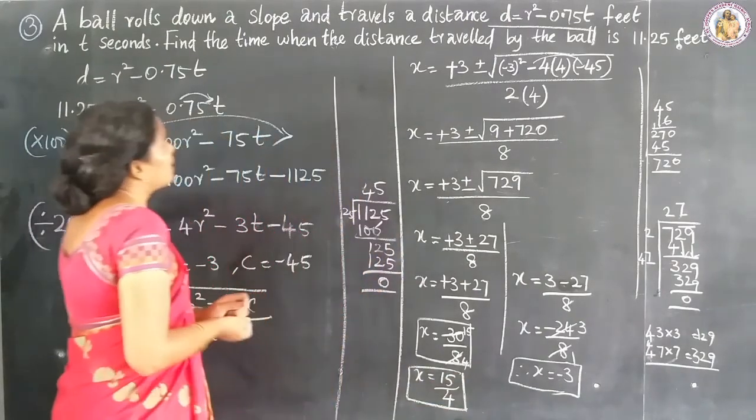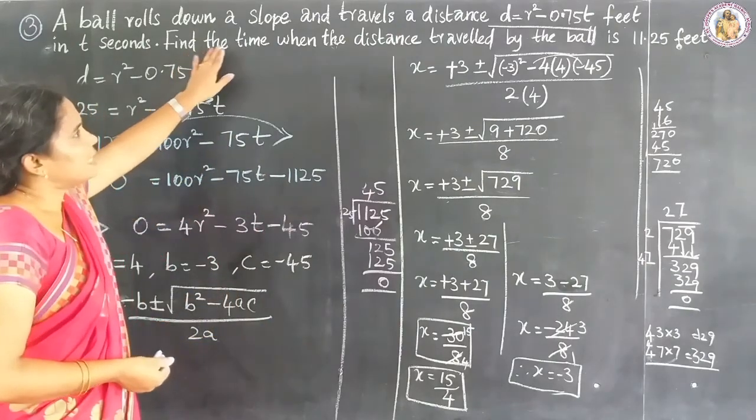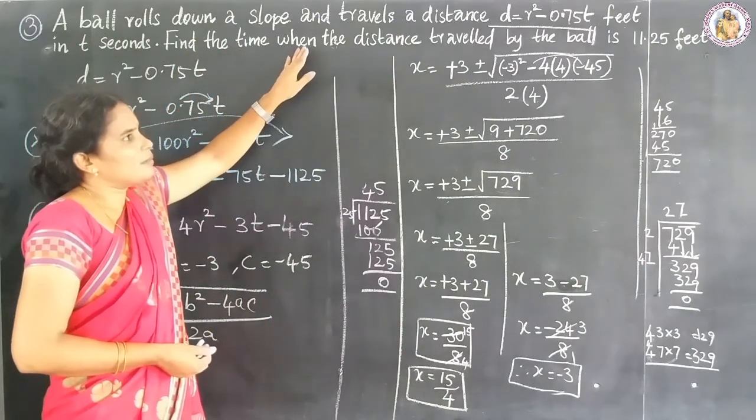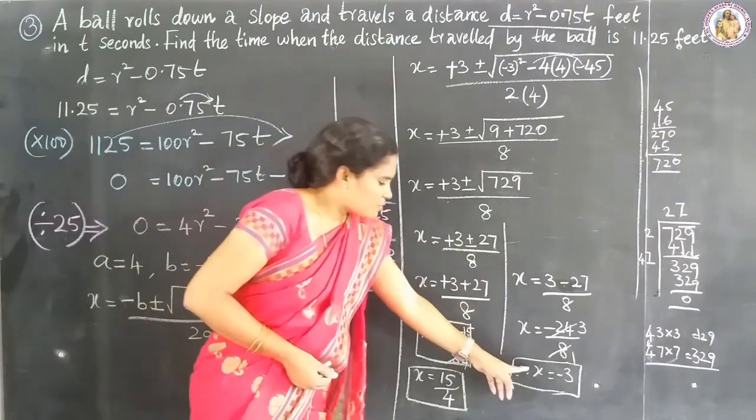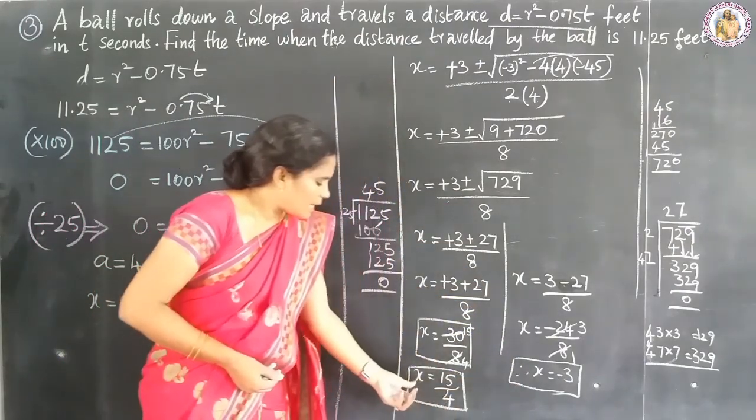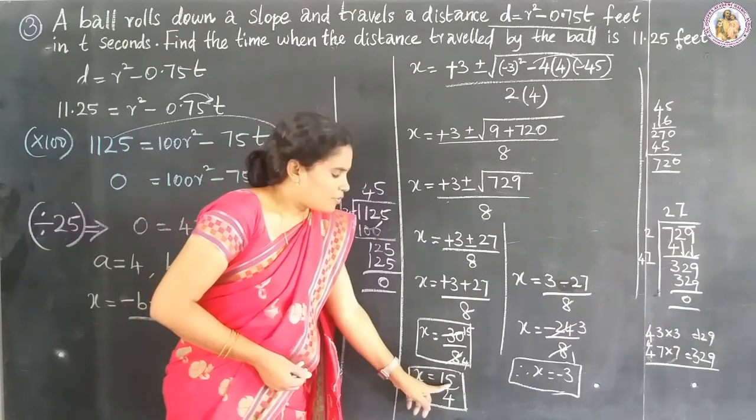And as it is given to find the time when the distance traveled by the ball is 11.25 feet, it will not be negative. So the time will be positive. So x is equal to 15 by 4.